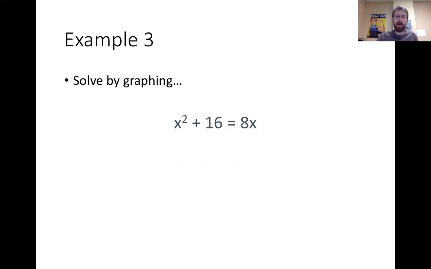All right, pause, try this one on your own. Need to move this 8x over, so how do we do that? All right, we do that by subtracting 8x from both sides. This doesn't combine with the x squared or the 16, right? So this is what you should be entering in your calculator. So if we enter that one in our calculator, clear that out, x squared minus 8x plus 16, graph it.